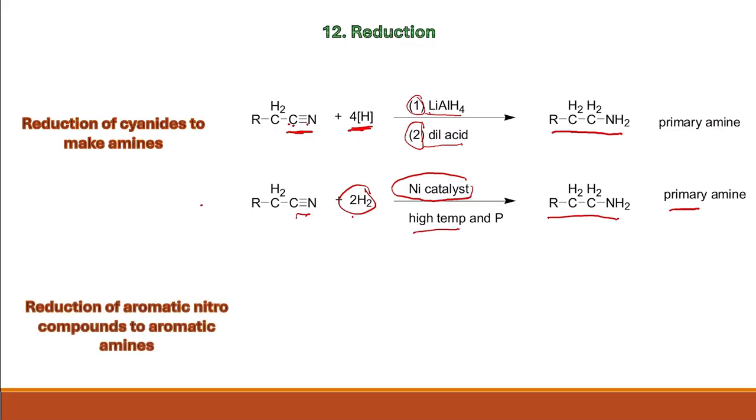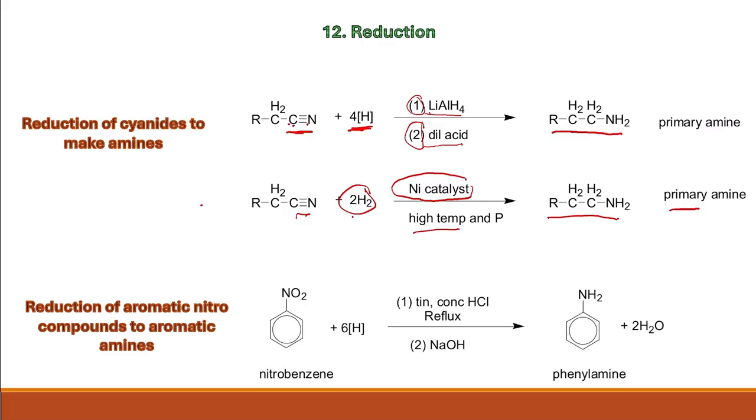And finally, reduction of aromatic nitro compounds to give you aromatic amines. If you want to prepare aromatic amines, you can start with aromatic nitro compounds like nitrobenzene. The reaction conditions for this: we use concentrated acid like concentrated HCl and reflux. And the second step is to use sodium hydroxide.